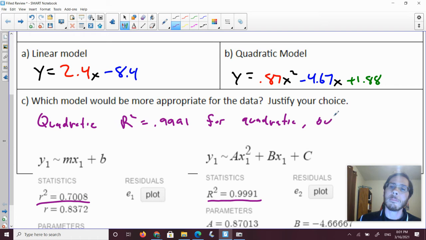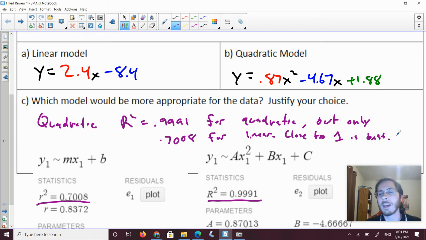but only 0.7008 for the linear. And we want it to be close to 1. Close to 1 is best. So since that 0.9991 is closer than 0.7008, that's the one I'm going to pick. So that's what I'm going to go with.